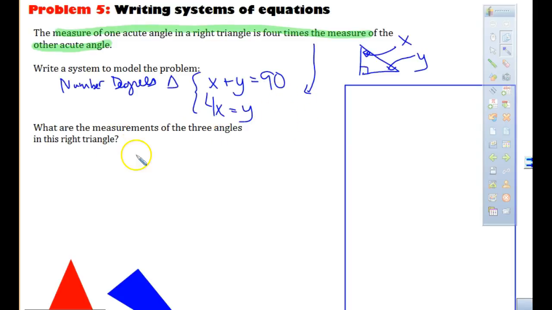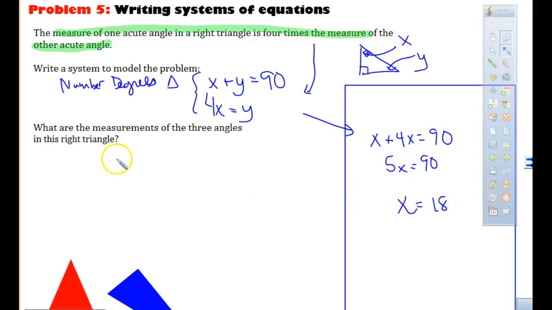It's what are the measures of the 3 angles, okay? So, please solve this one. We would go with x, right, plus 4x equals 90. Perfect again for substitution. So even if some of you are against substitution and you prefer elimination all the time, some of these are just set up so perfect to use substitution. So we're finding x, and what do you get for x? 18.